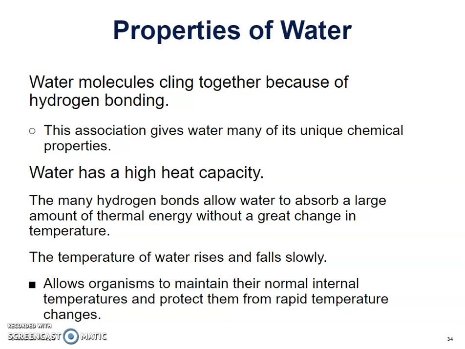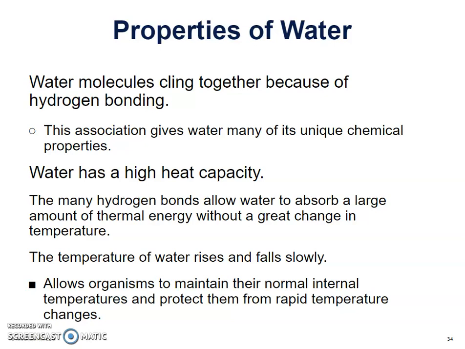Properties of water. Because of these hydrogen bonds, water molecules cling together. This gives them many unique chemical properties, including its high heat capacity, which means that water can absorb a lot of energy, a lot of thermal energy, without there being a great change in its temperature. Because of this, the temperature of water rises and falls very slowly. That's why it's nice to get in the pool in the summertime, because it takes a lot of energy to heat that water up so it stays cool for a long time.